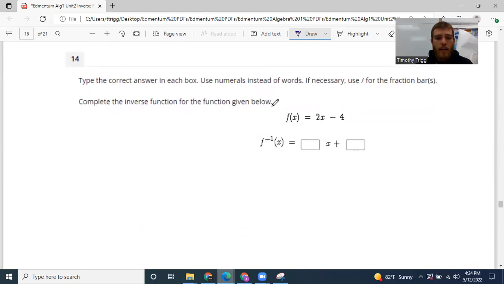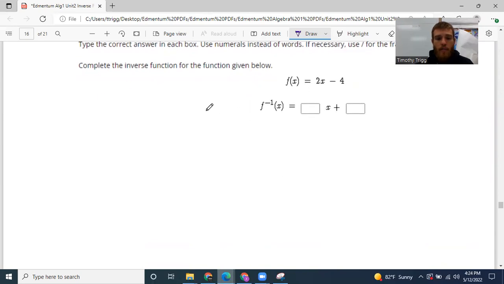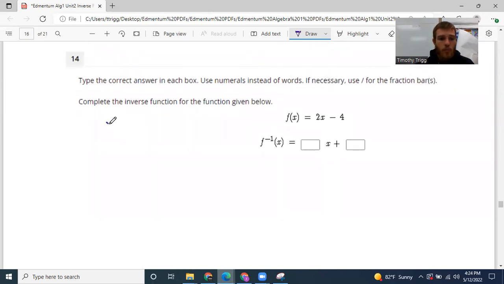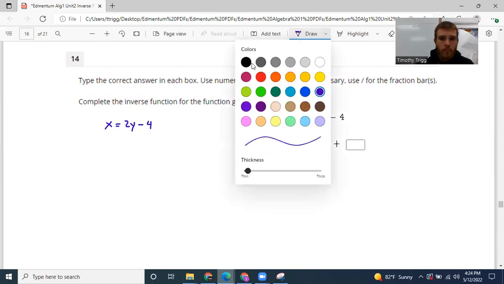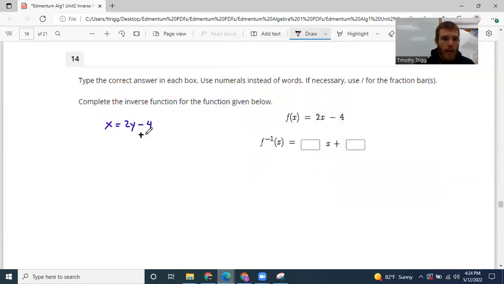Here we want to find the inverse function of f of x equals 2x minus 4. So I'm just going to write it, y equals, and I'm going to replace the x with y here. Let's go ahead and add 4 to both sides of the equation. And I'm going to go ahead and put my y's on the left side. I prefer my y's on the left side.